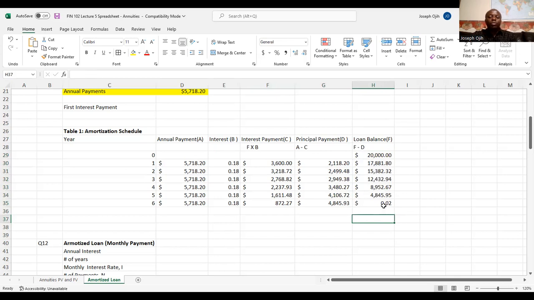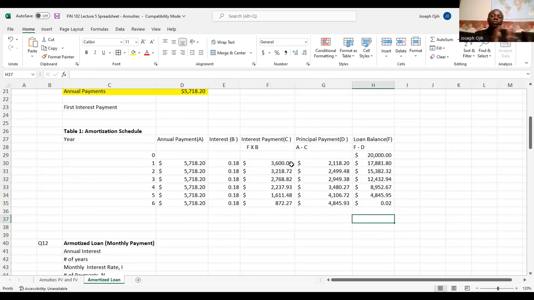So at the end, the last balance will be 2 cents due to rounding. Otherwise, it should be 0, but it's due to a rounding error. It becomes 2 cents, the balance after you make the 6th payment. See? So this is basically what an amortization schedule is. This is for 1 year.